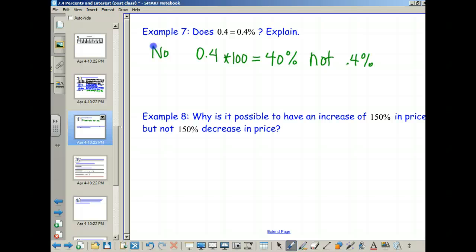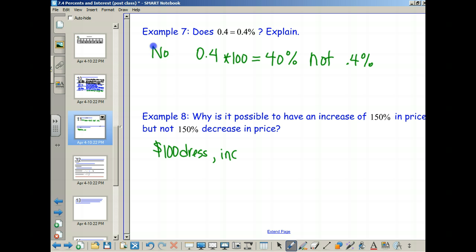40% off going on. Okay, so here's an example on number 8. Why is it possible to have an increase of 150% in price, but not a decrease of 150% in price? So it might be helpful if we talk about price. Let's say that you have a $100 dress. It's amazing. You want it. Okay. Well, here's the deal. The $100 dress. If we took the $100 dress and we increased its price by 150%, what would that turn into?